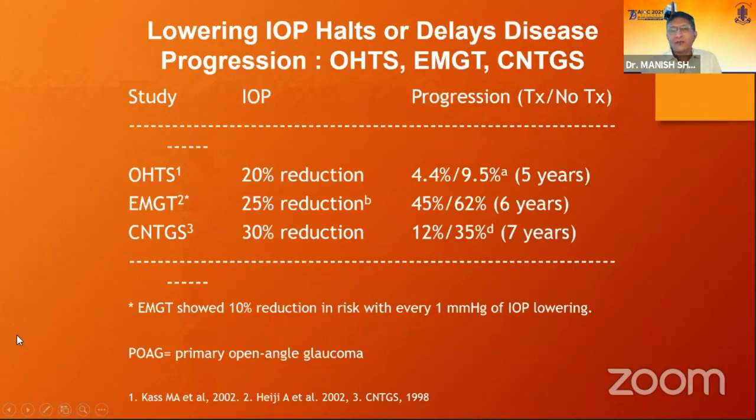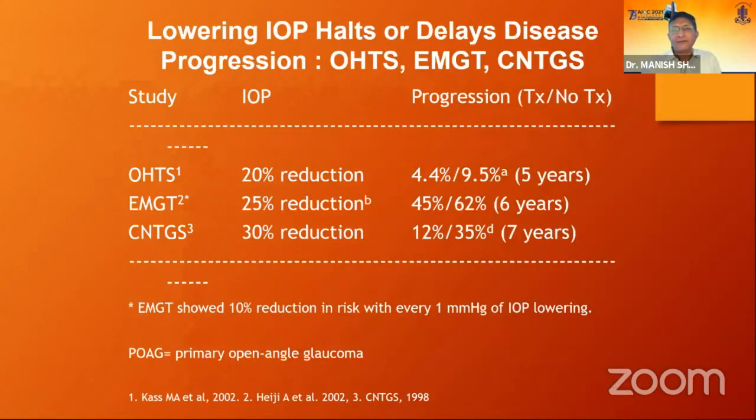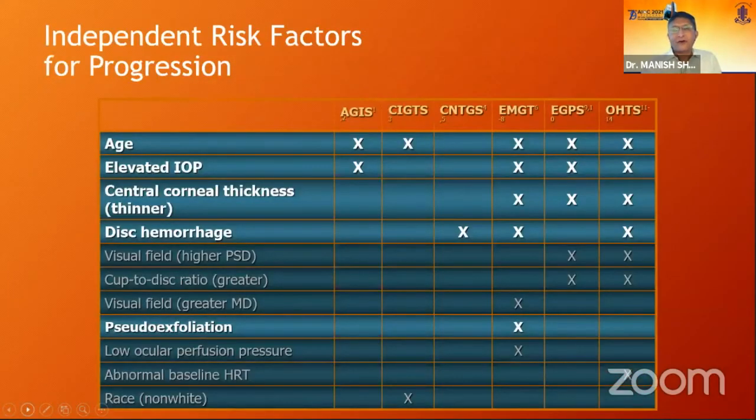And many studies show us the amount of pressure reduction required to control the disease. In the OHTS, which dealt with just suspect patients of ocular hypertension, 20% reduction was effective. In the Early Manifest Glaucoma Trial, a pressure reduction of 25% was good. In the CNTGS, 30% reduction achieved a very robust control of the progression rates.